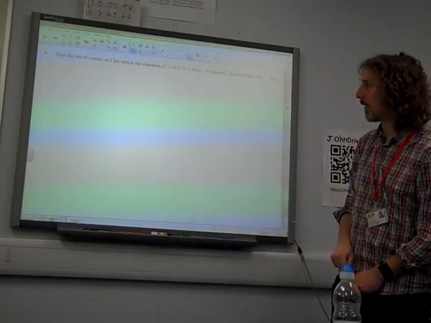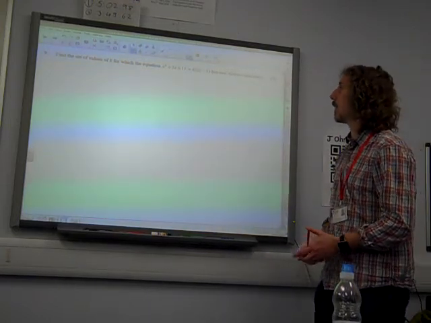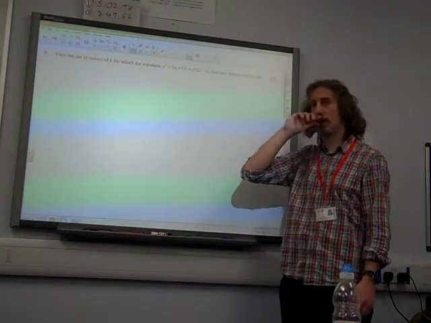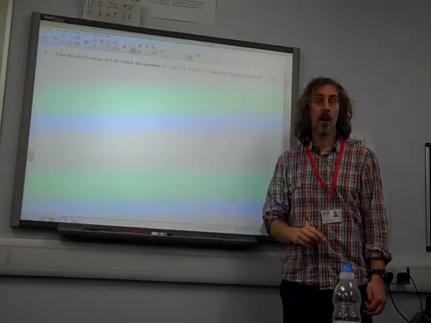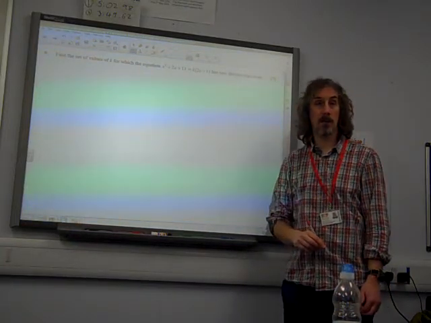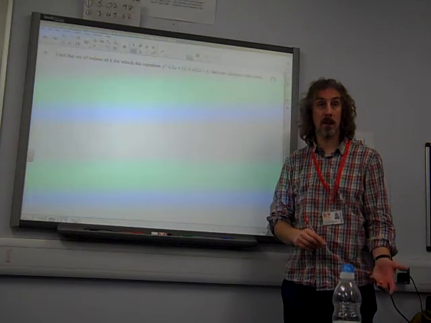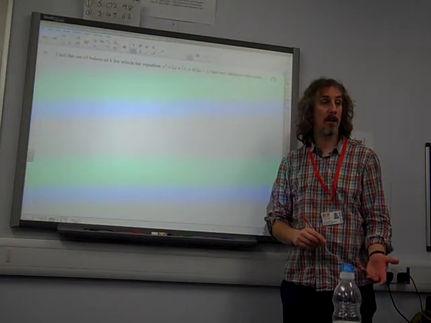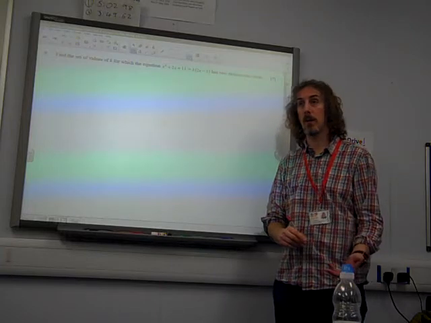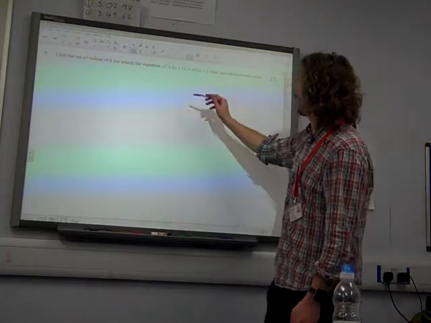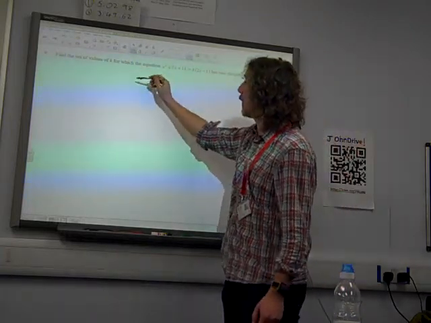Question 9. Find the set of values of k for which this equation has two distinct real roots. It's looking like a quadratic equation, and we know from experience that quadratic equations have to be equal to 0 before we can do anything useful with them. So the first thing to do with this is get everything over to one side.